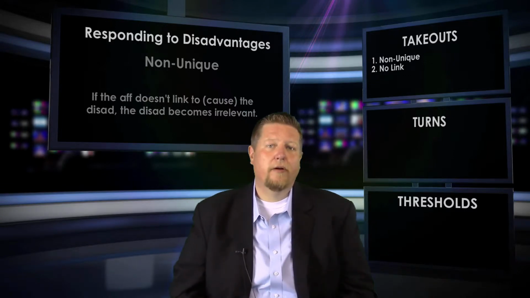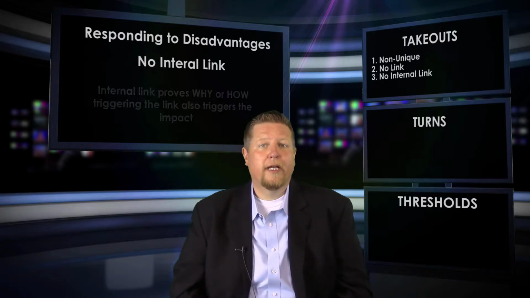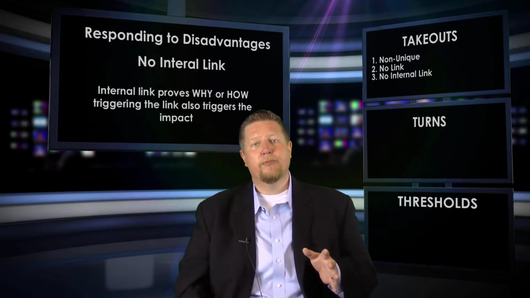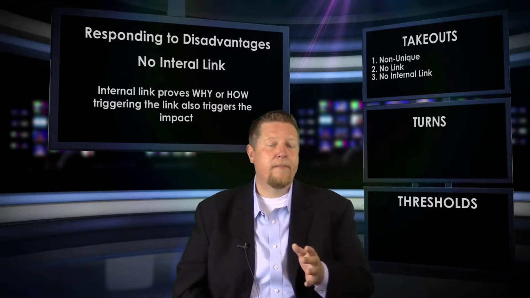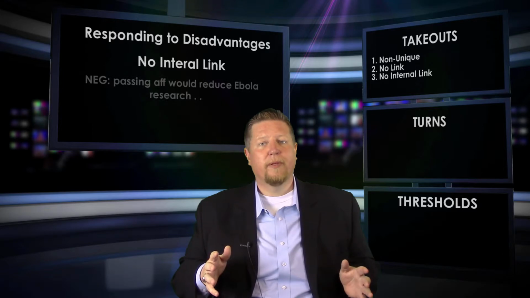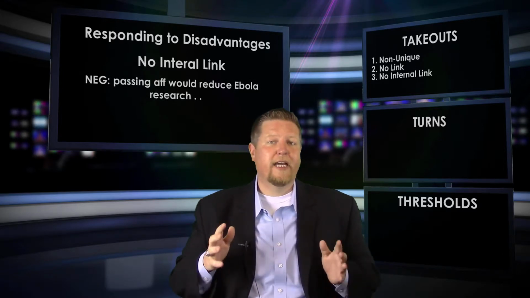The third takeout is to disprove the internal link. We already know that the internal link often proves why or how the link causes the impact. So if the internal link is disproven, there's no connection between the link and the impact. Here's an example. Let's say the negative team claims that passing the affirmative plan trades off with funding a more important plan like research for preventing Ebola.